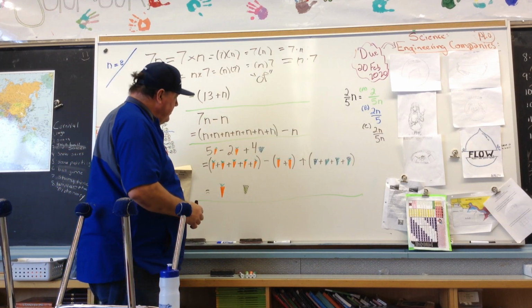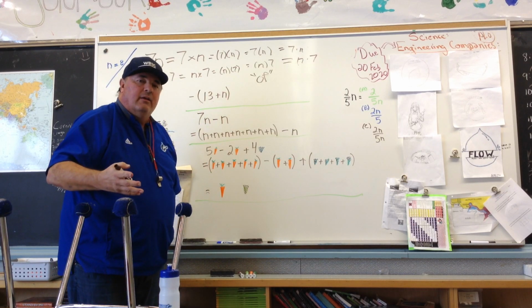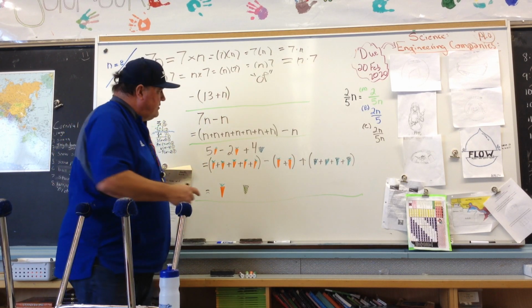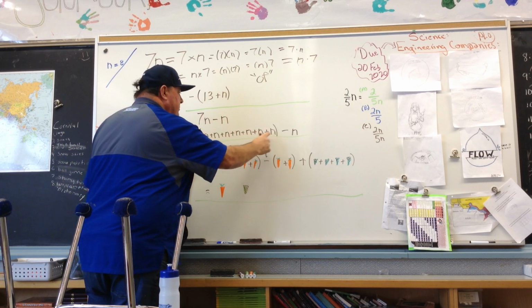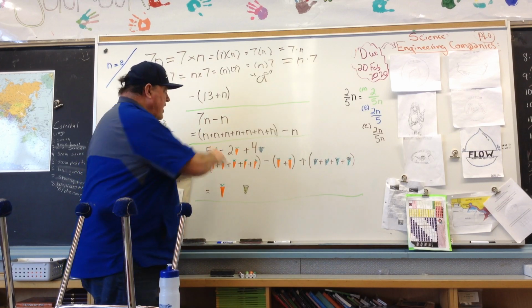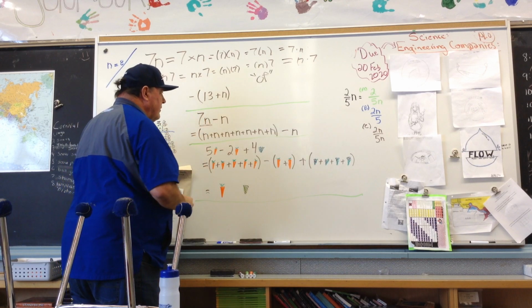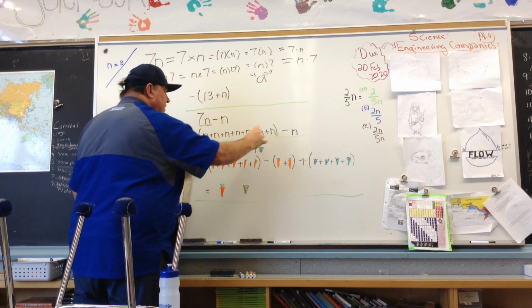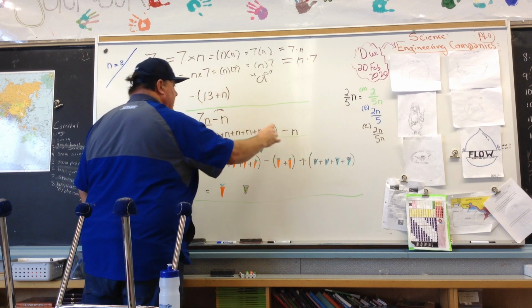And so when you see 7n minus n, well, what is 7n? 7n is n plus n plus n plus n plus n plus n plus n. That's 7 n's with 6 plus signs. And if you saw that, you would simplify it by saying 7n. So 7n is all these n's added together, and the rest of this equation here is minus n.